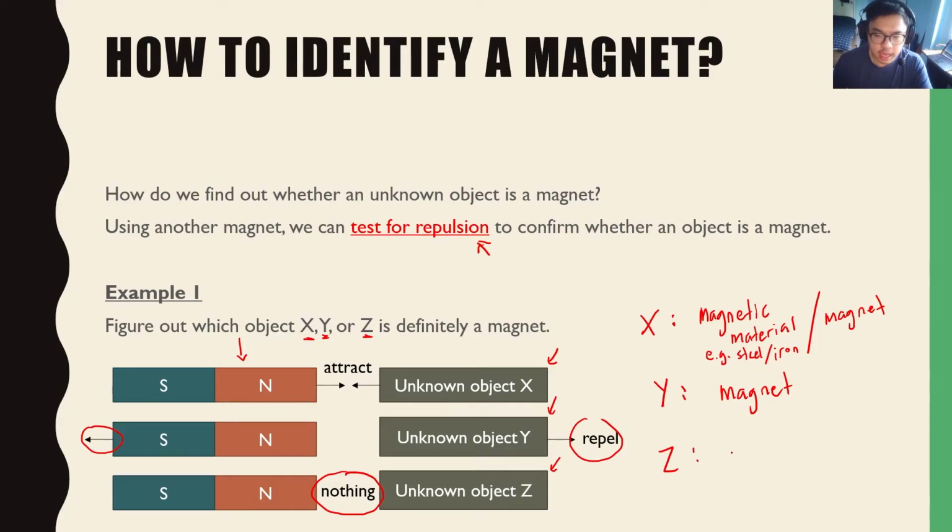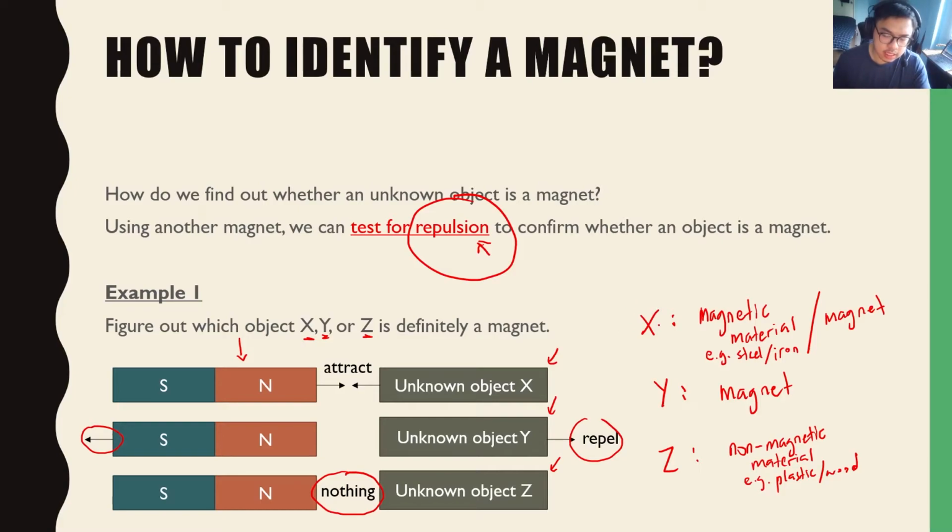So object X must be a non-magnetic material like plastic or wood because nothing happens when you bring a magnet close to it. Now, this is the test for repulsion. When it comes to finding out if something is a magnet, only repulsion will confirm that that object is a magnet. So attraction doesn't actually tell you much.